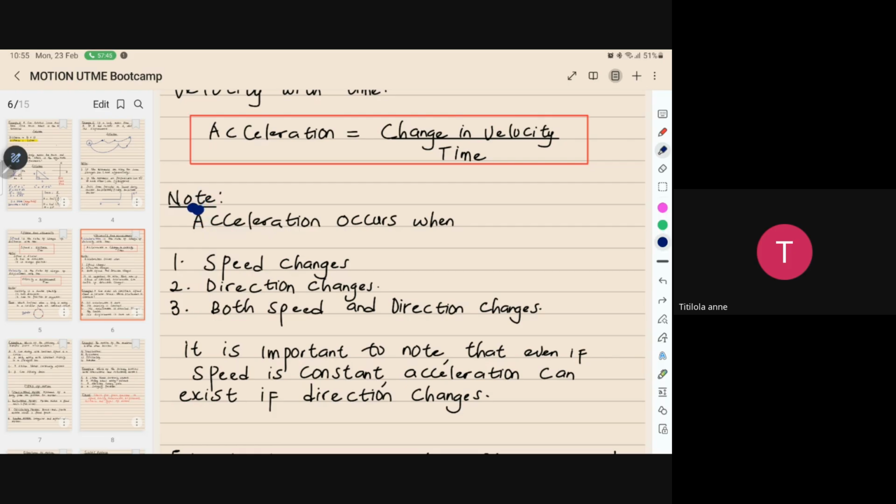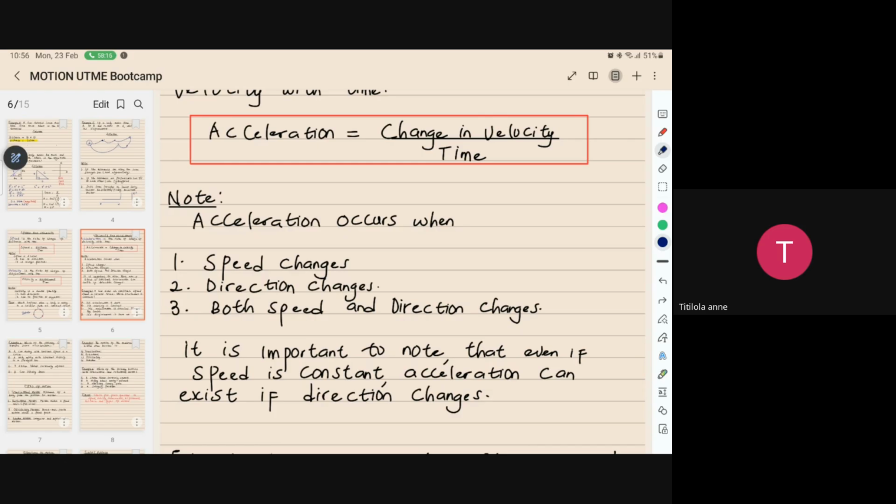Note that acceleration occurs when, number one, speed changes. These are three things that can happen. If I'm driving a vehicle now, the speed can change. And as I'm changing that speed, maybe very fast, very slow, something is happening to acceleration. Do you get the point now?